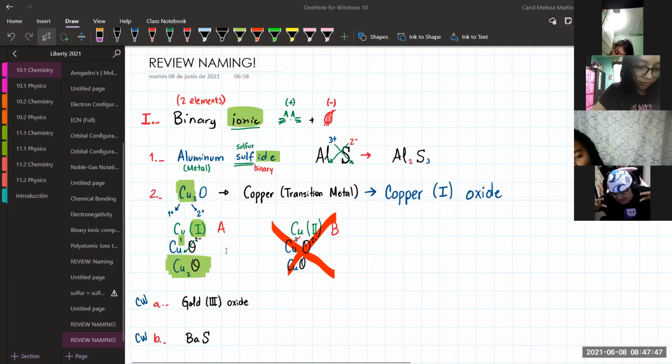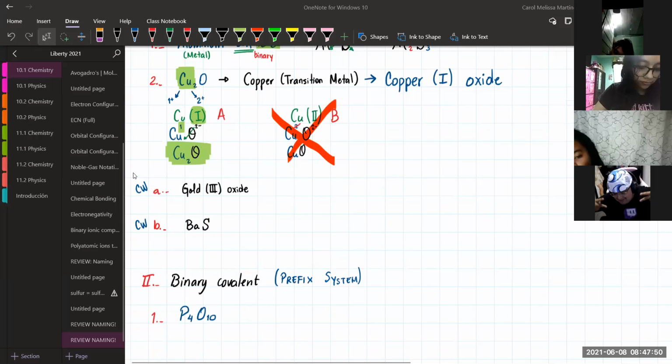Now, as classwork, you're going to work on exercises A and B. You're going to write this formula and you're going to write the name of this compound.